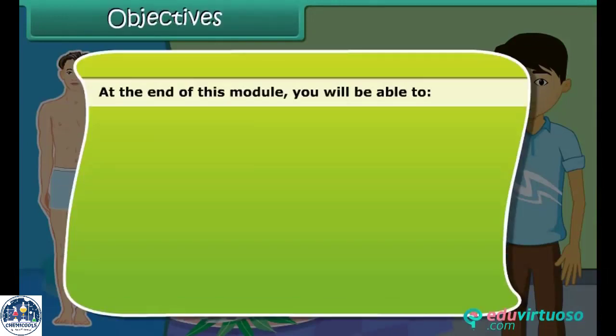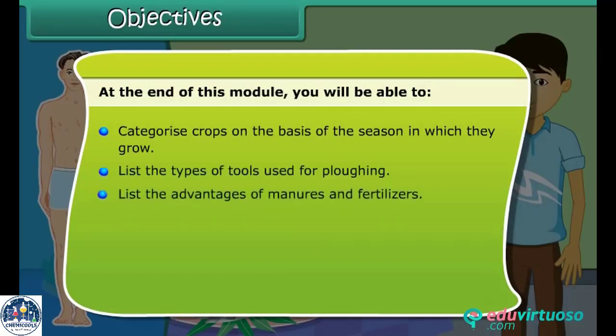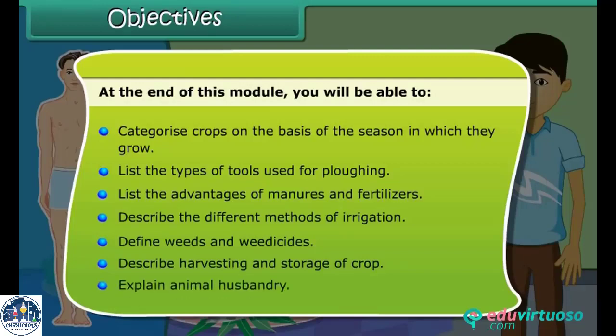At the end of this module, you will be able to categorize crops on the basis of seasons in which they grow, list the types of tools used for plowing, list the advantages of manure and fertilizers, describe the different methods of irrigation, define weeds and weedicides, describe harvesting and storage of crops, and explain animal husbandry.